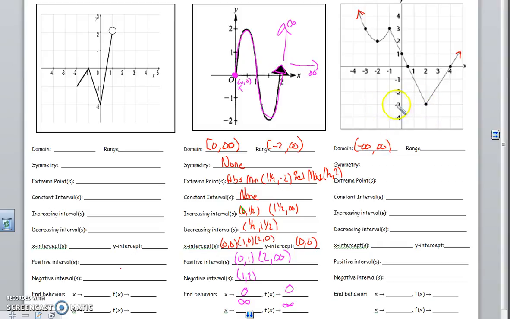The range starts right here at negative 3. And then if I went up and up and up, these arrows tell me that I'll go up to infinity forever.